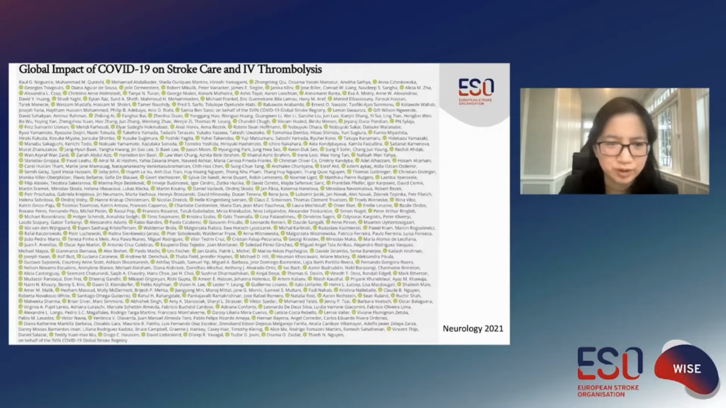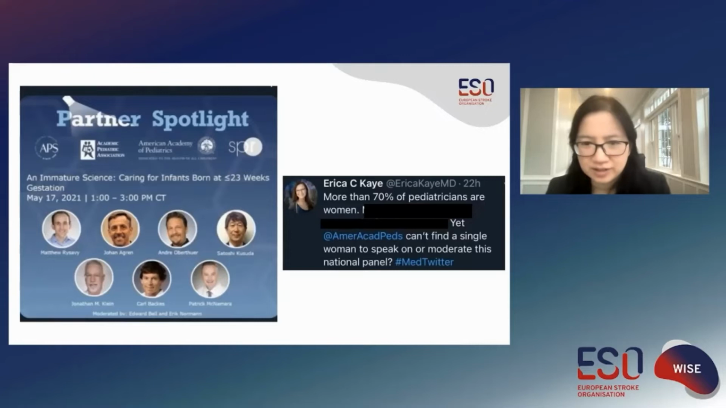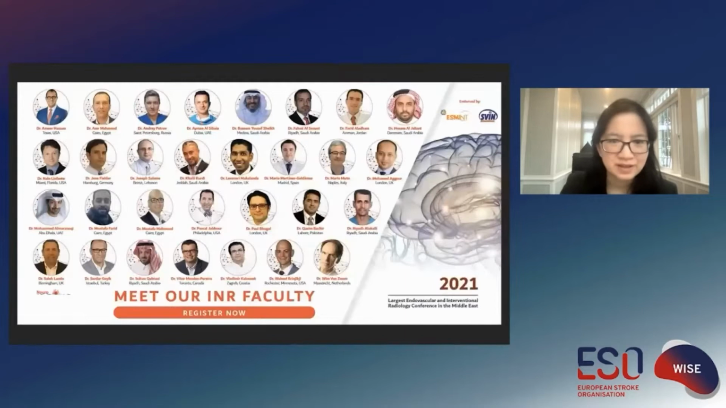This is another flip side of networking that we observe in a conference where they publicized the speakers for this pediatric meeting. As you can see, all male panel. And Erica Kay noted on Twitter that more than 70% of pediatricians are women, yet the American Academy of Pediatrics couldn't find a single woman to speak on or moderate this national panel. So it was an outcry.